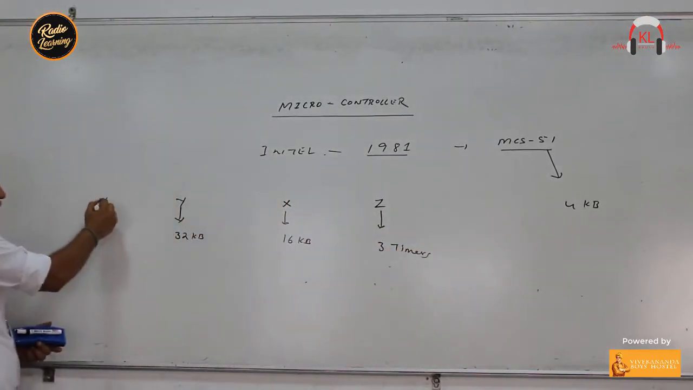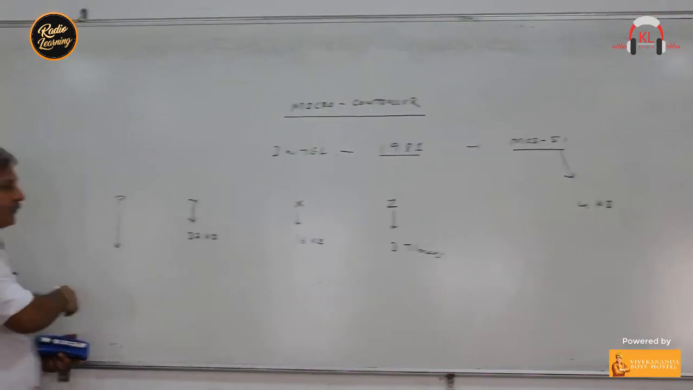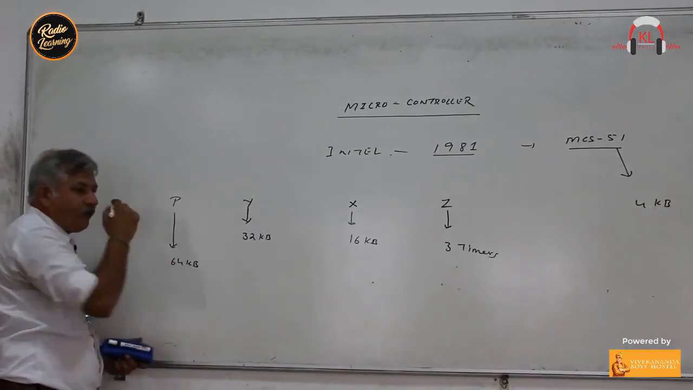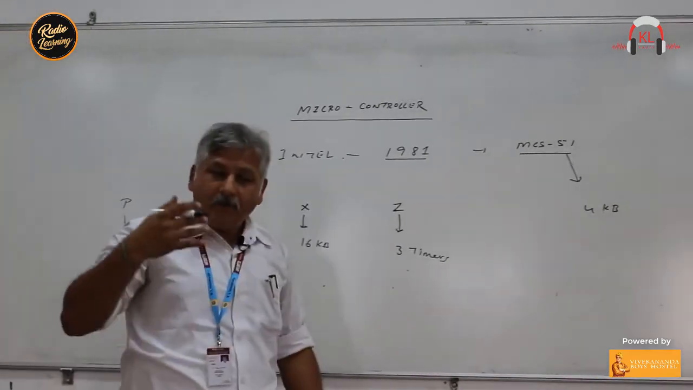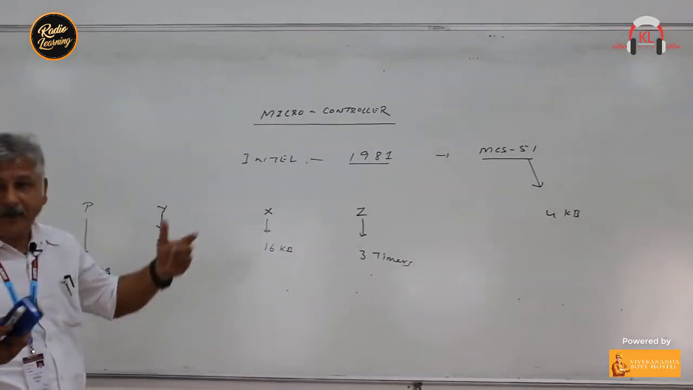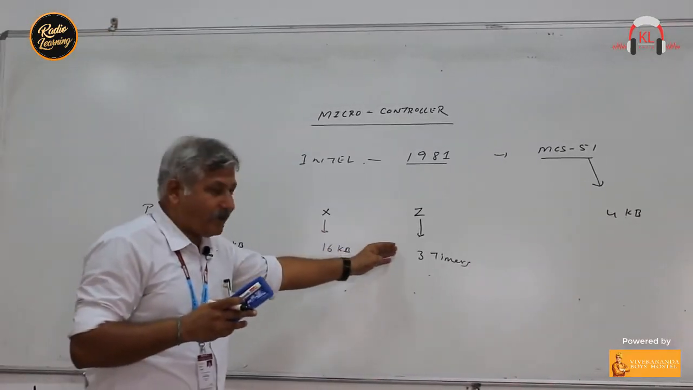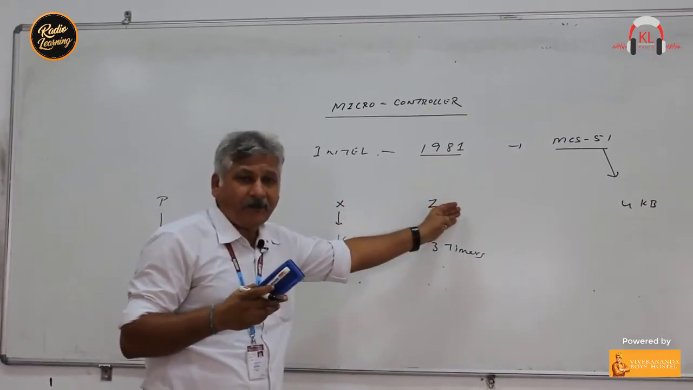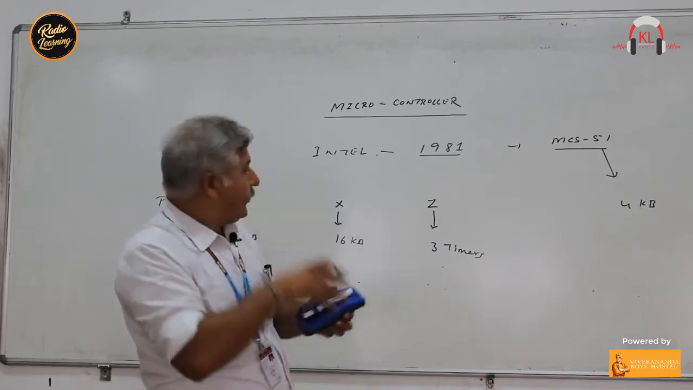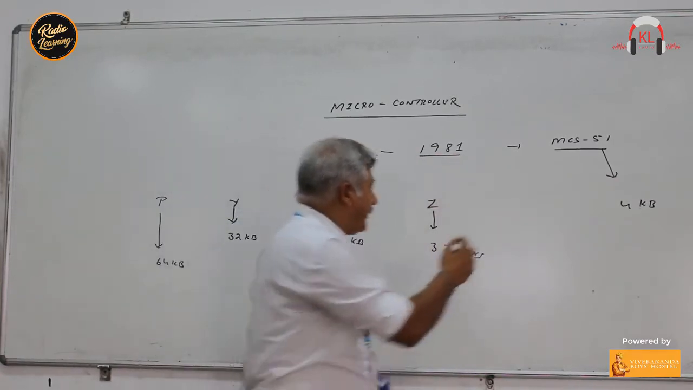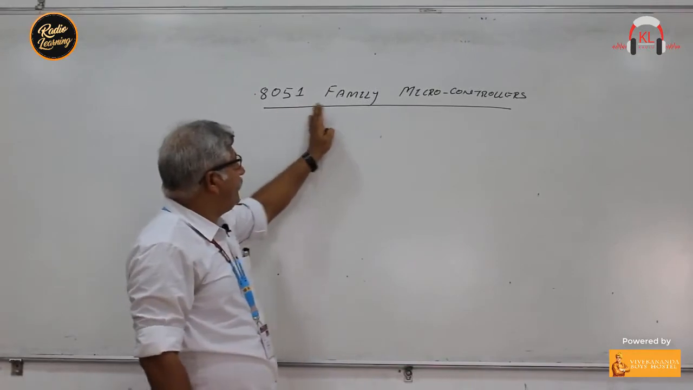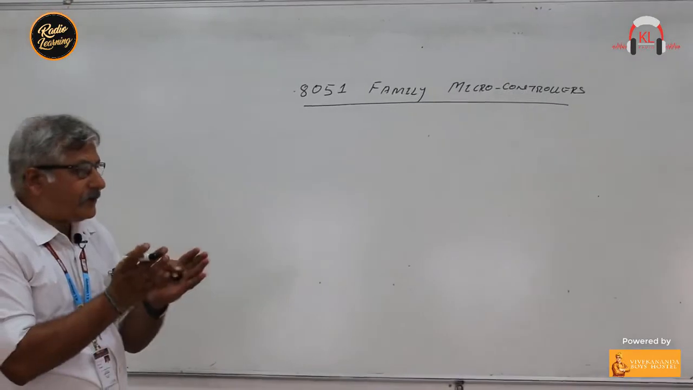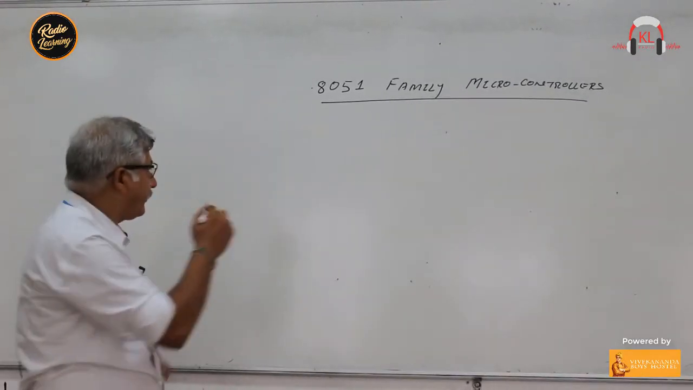Maybe another company can have 64 KB program memory. So these variations Intel allowed to other companies, right? So all those microcontrollers which were manufactured by these different companies and whose basic architecture was the same come in the category of 8051 family microcontrollers. We will discuss what the various things inside this microcontroller are.